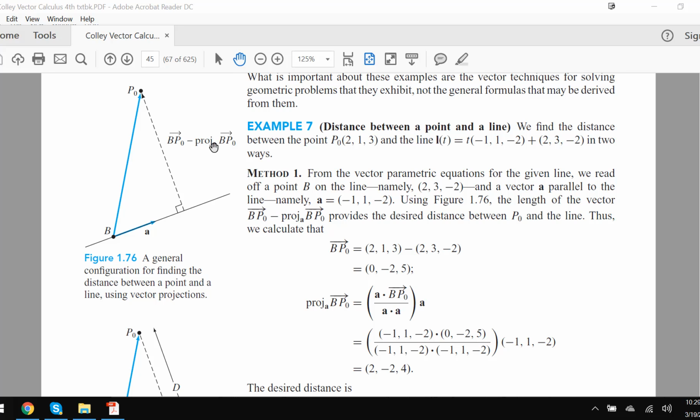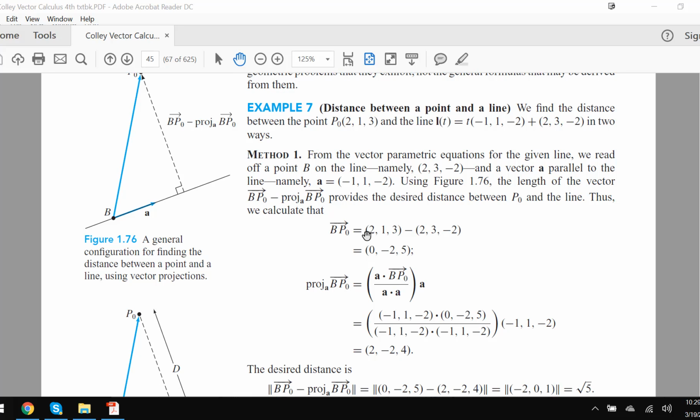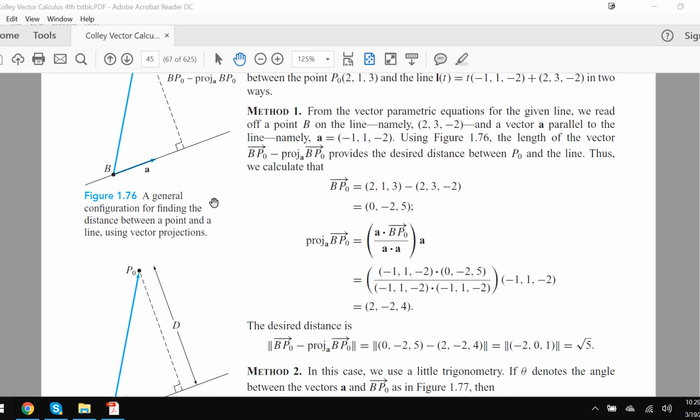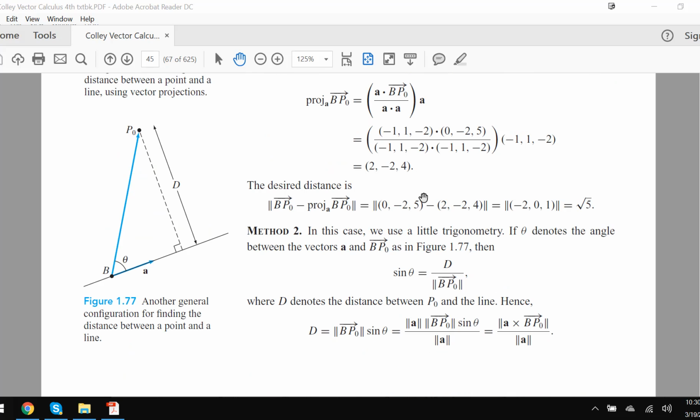Okay. Now we have to do this minus the projection. So we have to do that minus the projection. So we do this minus that. We can check all of this. And we get finally the square root of 5. Okay, so that's one way to do this.